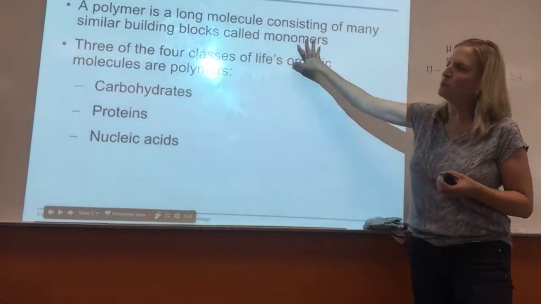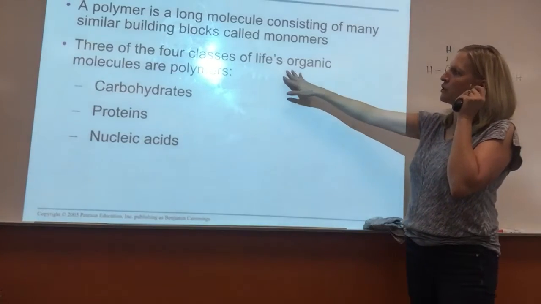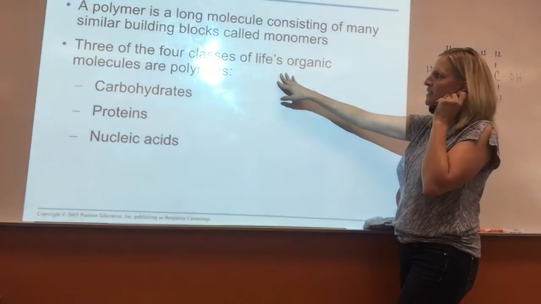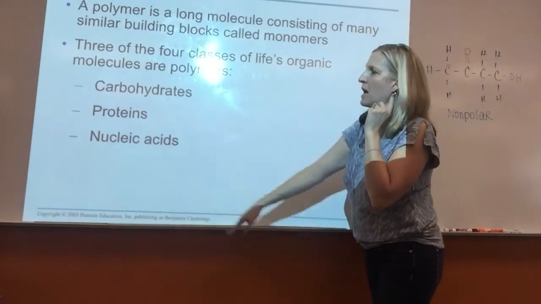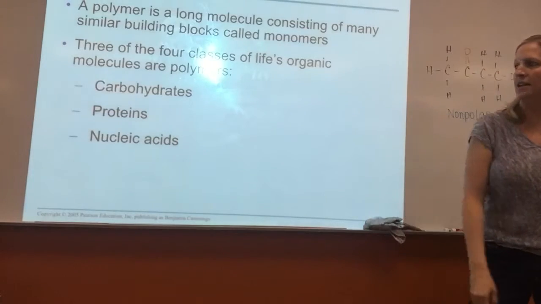Okay, so when building these large molecules, some of these large molecules are called polymers. A long molecule consisting of many smaller building blocks that are called monomers. 3 of the 4 classes of life's organic molecules are polymers. And so here's carbohydrates, proteins, and nucleic acids.